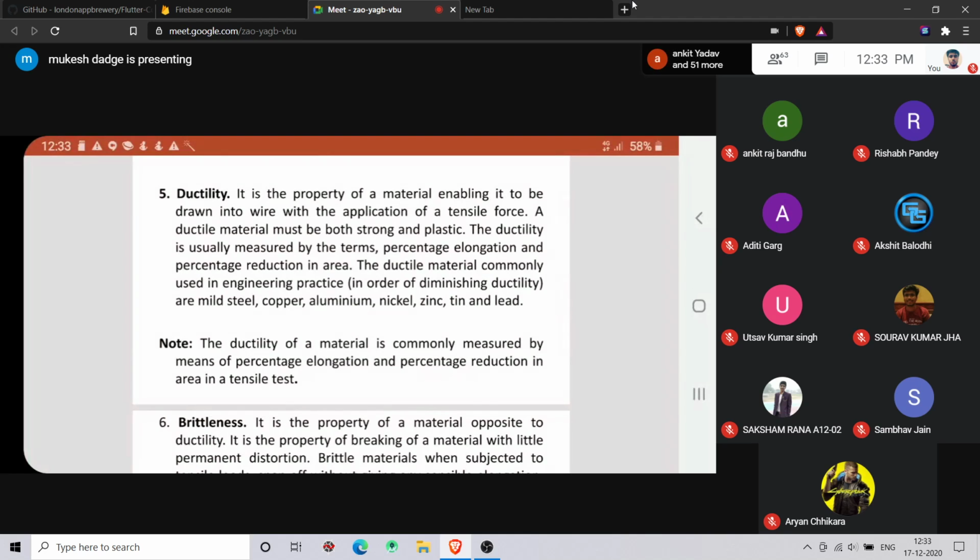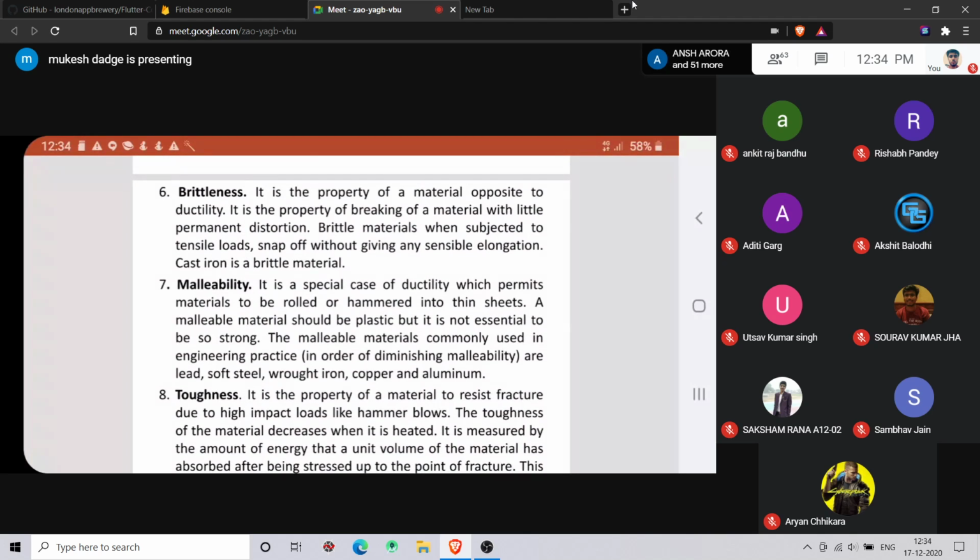Ductile materials commonly used in engineering practice, in order of diminishing ductility, are mild steel, copper, aluminum, nickel, zinc, tin, and lead. Right? So ductility is just the property to convert a material into thin wires. The ductility of a material is commonly measured by means of percentage elongation and percentage reduction in area in a tensile test. Right? जैसे जैसे आप वायर में कन्वर्ट करोगे उसको, आपका क्रॉस सेक्शनल एरिया कम होता जाएगा. That is the indication of your material's ductility.